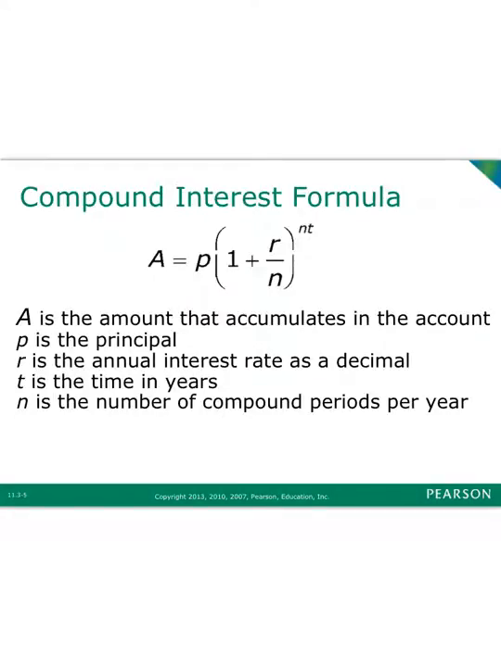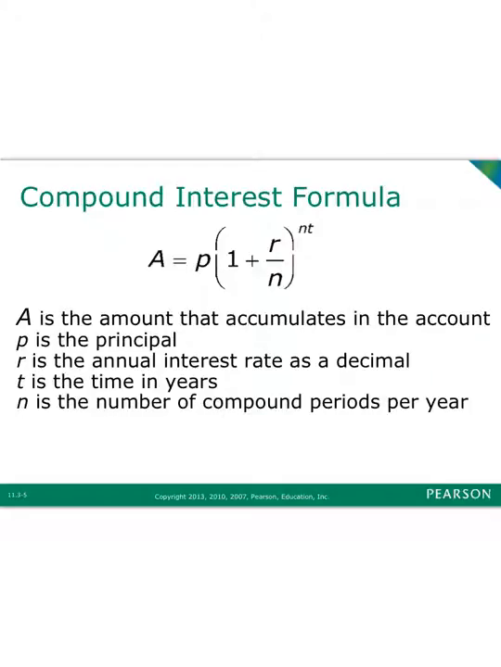So here's the formula. It looks like an exponential, and it is. A is equal to P, the principal, times 1 plus r divided by n, raised to the nt power. So if t is variable or if n is variable, you can see it's kind of like an exponential situation. A is the amount that is accumulated in the account after a certain time period. P is the principal, which is the initial investment.